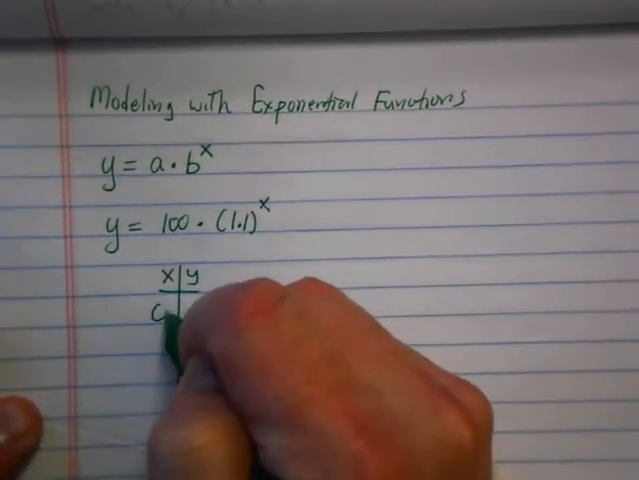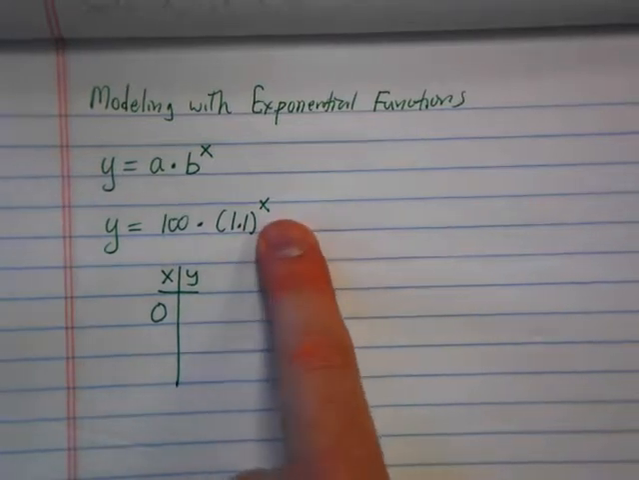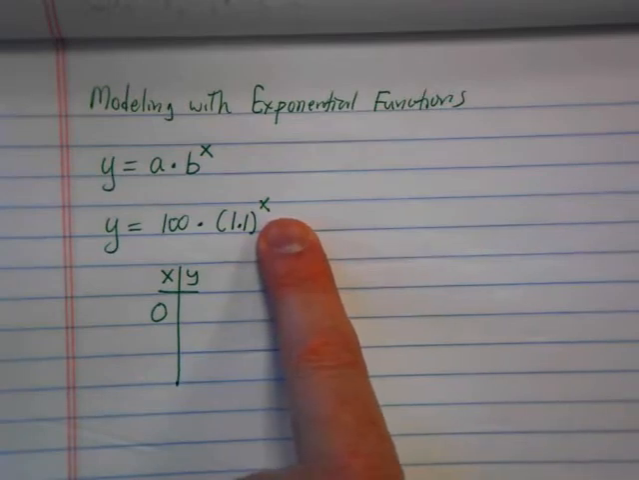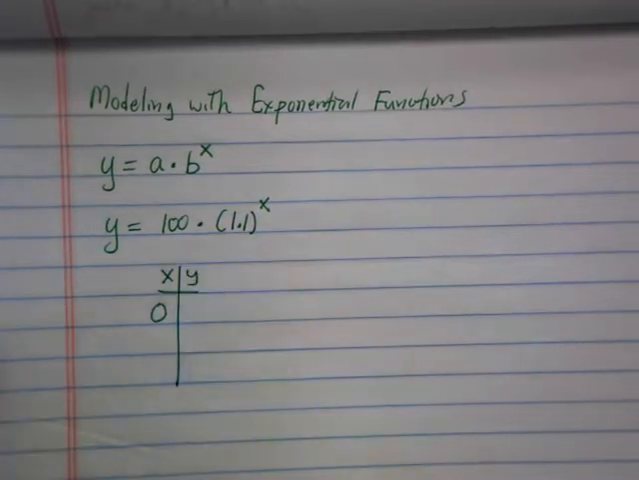And I'm going to plug my favorite number in the whole wide world in for x. My favorite number is 0. What happens when I plug in 0? What's 1.1 raised to the 0? 1. And what's 1 times 100? It's 100.